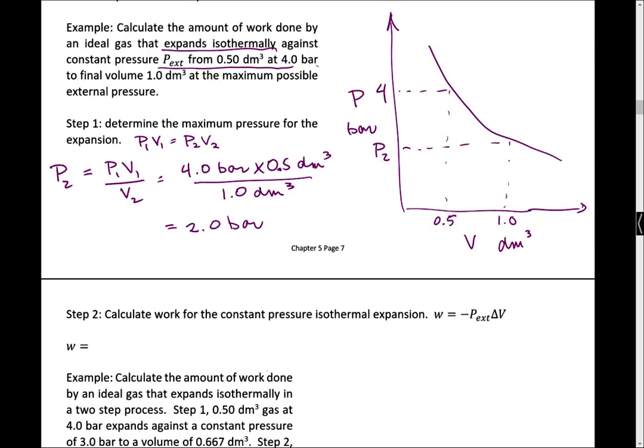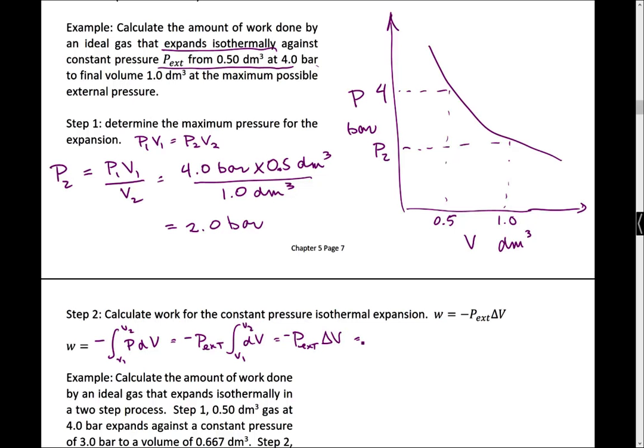And if I do the work for that, if I do this in a single step, what I know is that that work's going to be this area. So I'm going to go back to basics on this. Our definition in general is negative the integral from V1 to V2 of P dV. For this example, the pressure is held constant, so I can pull that out front, P external. And then I've got the integral from V1 to V2 of dV, and that's going to be the same as delta V. So minus P external delta V.